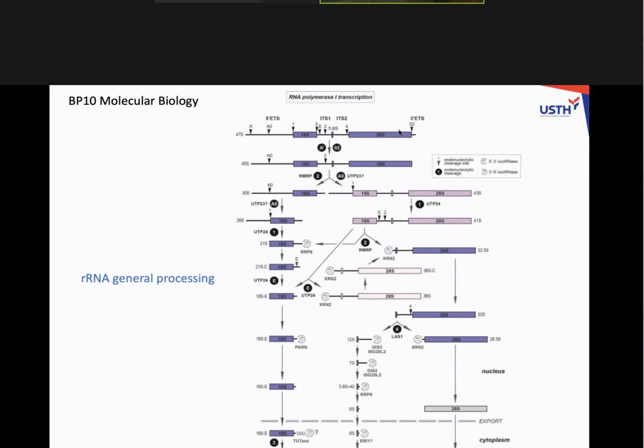The only thing that we need to keep in mind is that the first RNA molecule that is produced is a single RNA molecule that contains all the precursors of the final 3 RNAs that compose the ribosome. And it's not necessary to remember all the steps because it doesn't make sense.